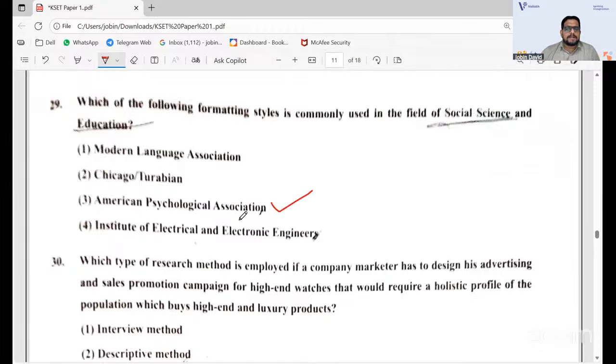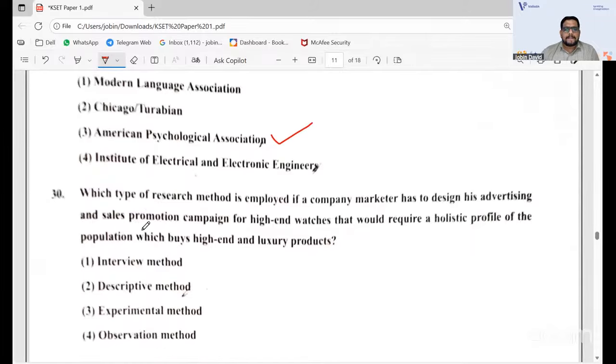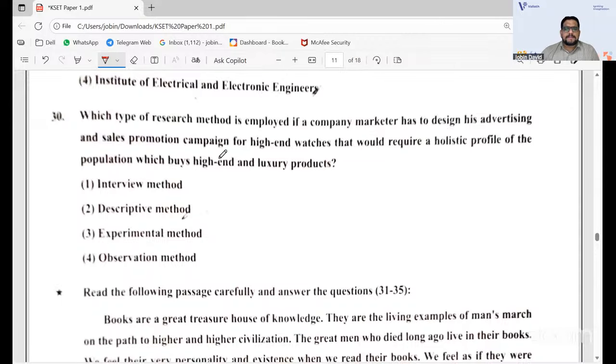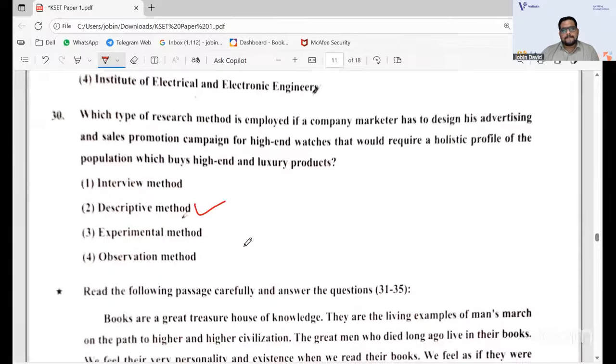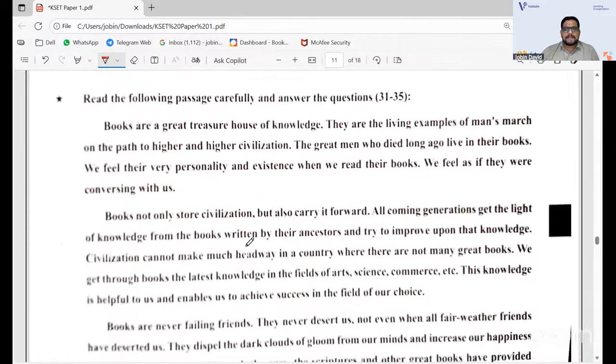And it's not IEEE style also. It is American Psychological Association style. Which type of research method is employed if a company marketer has to design his advertising and sales promotion campaign for high-end watches? It's actually a descriptive method, not interview or experimental or observation. It's a descriptive method.